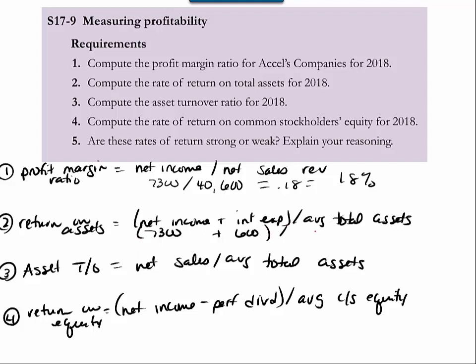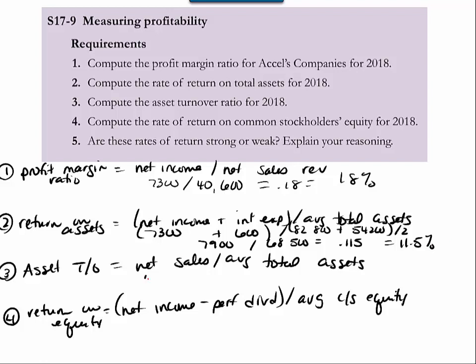The assets were 82.8 was the beginning. The ending was 54.2. So I'll add those together and divide by 2 to get an average. So then I get 7,900 divided by this average comes out to 68.5, and that gives us 0.115 or 11.5%.